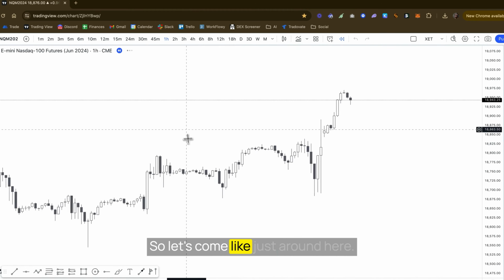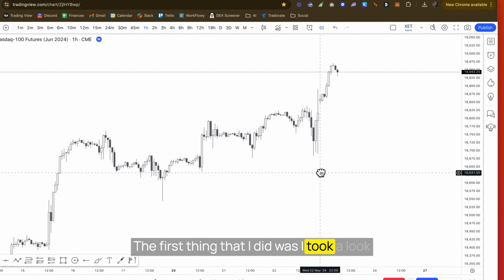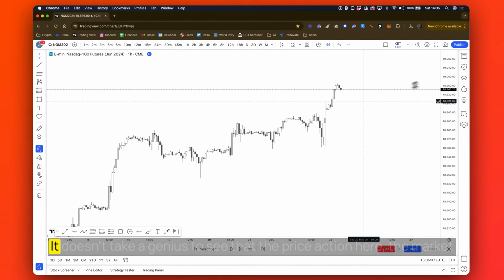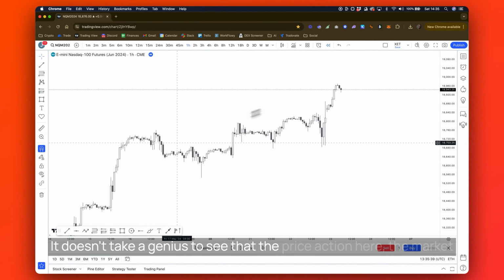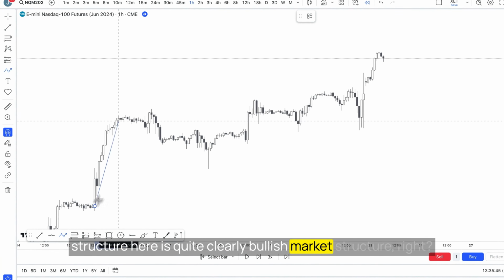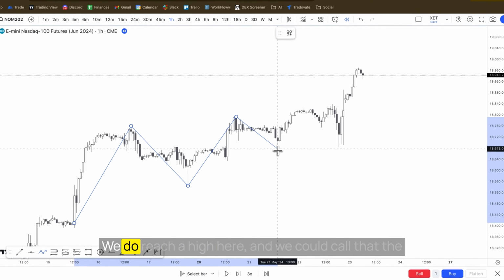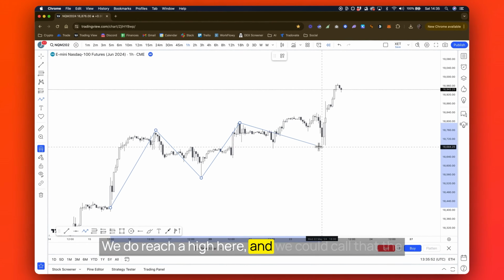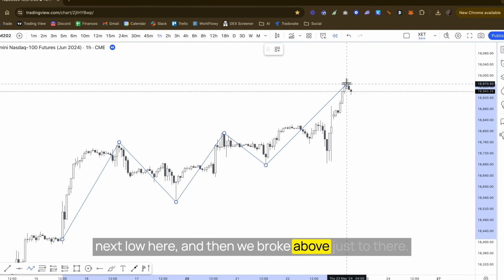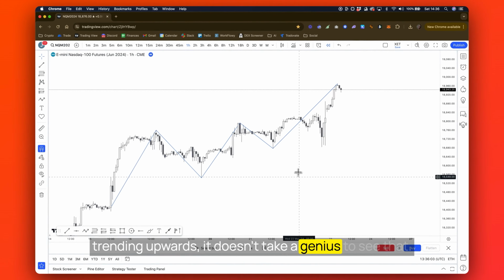So let's come around here, okay? The first thing that I did was I took a look at price, which we should all be doing. And I can see that we are moving upwards, right? It doesn't take a genius to see that the market structure here is quite clearly bullish. We've got a high there, a low there. We reach a high here, and we could call that the next low here. And then we broke above, just to there. So we can clearly see that the market is trending upwards.